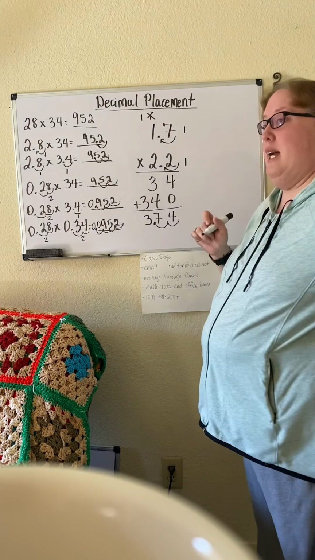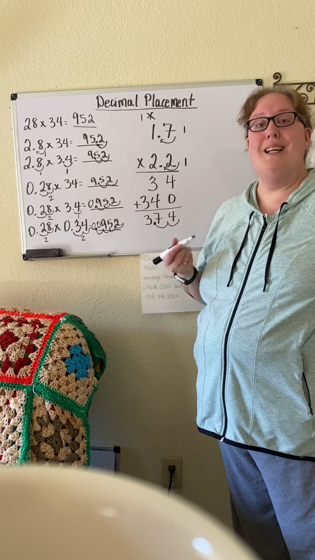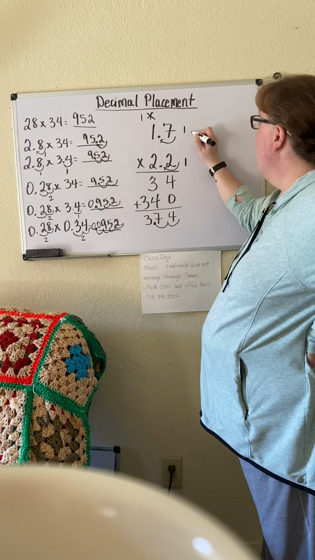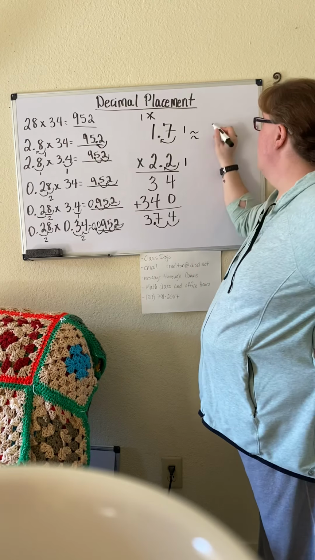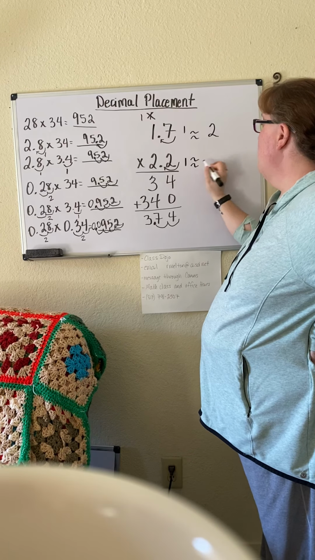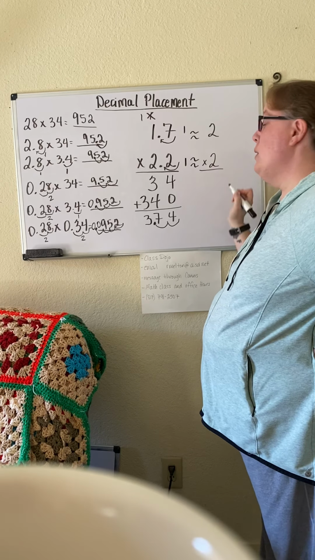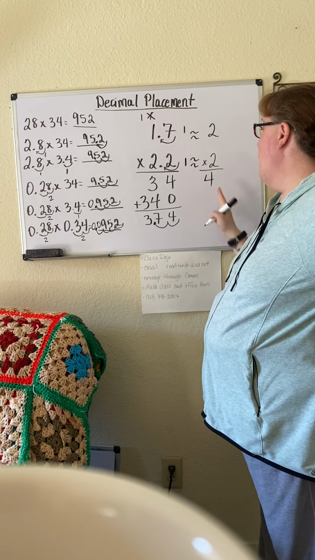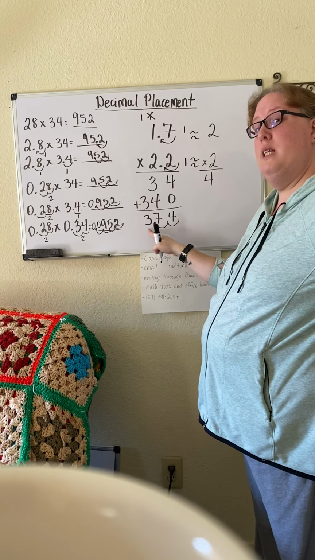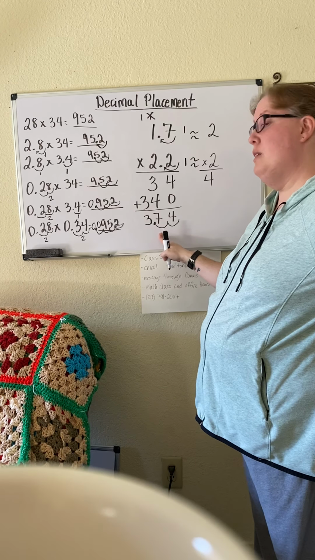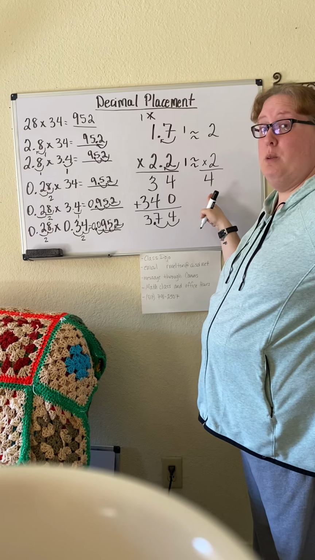Now, I can check that by checking for reasonableness, okay? I can round my factors and multiply and see if it makes sense. So for 1 7/10, I would round that to 2. 2 2/10, I would also round that to 2. Well, 2 times 2 is 4. Is this reasonable? If I were rounding this 3 74 hundredths to the nearest 1, I would round that to 4. So that makes sense. That's reasonable.